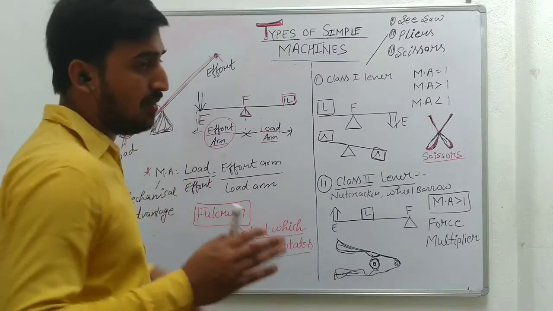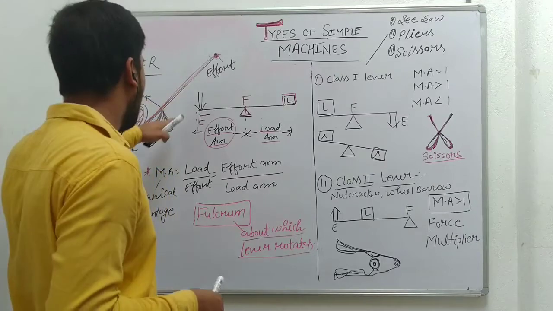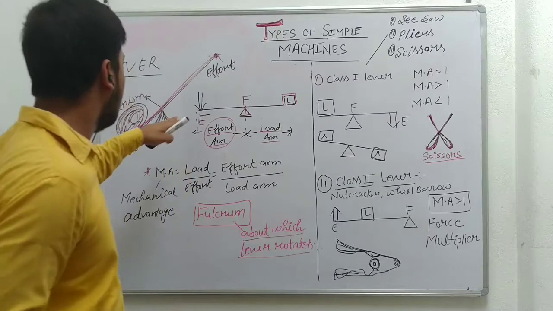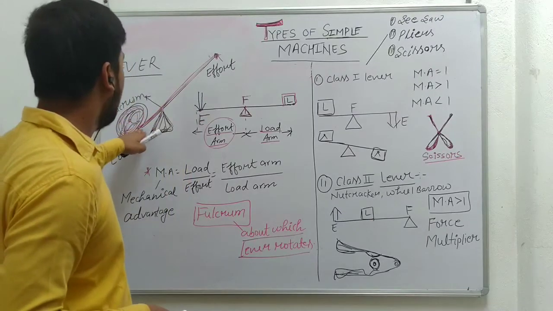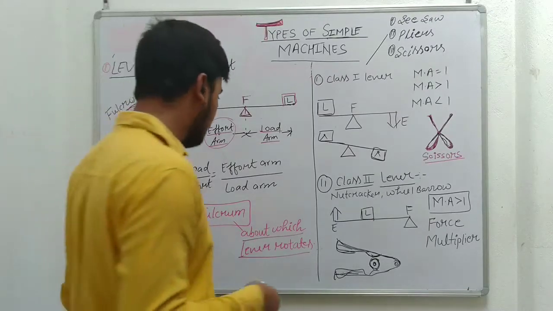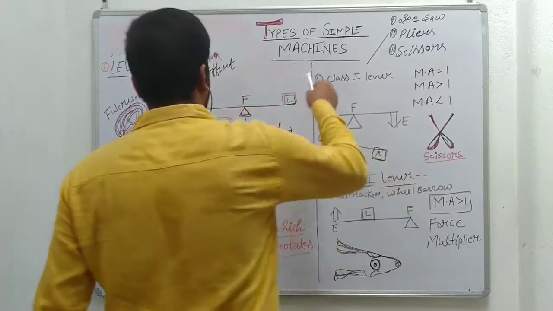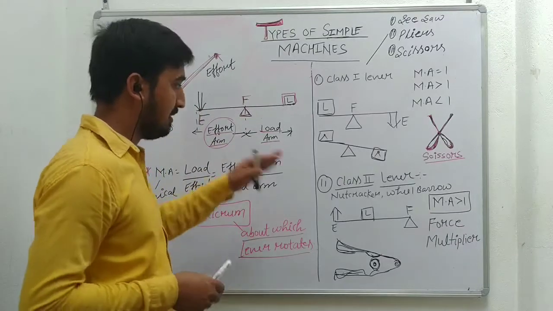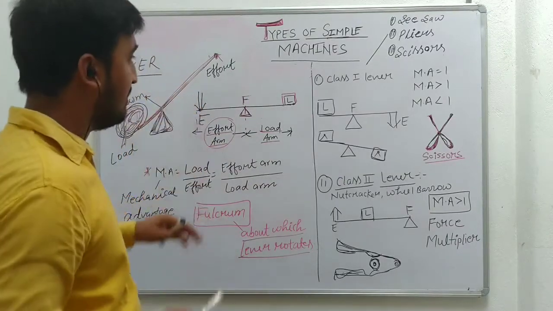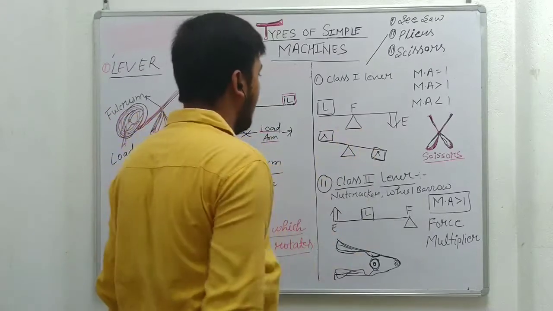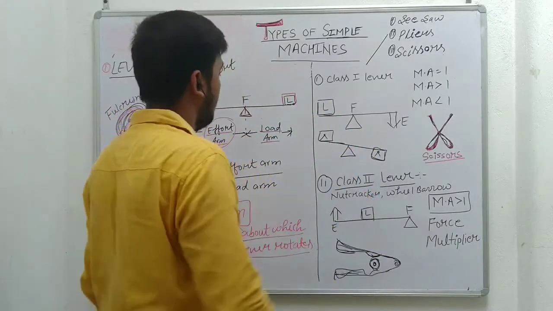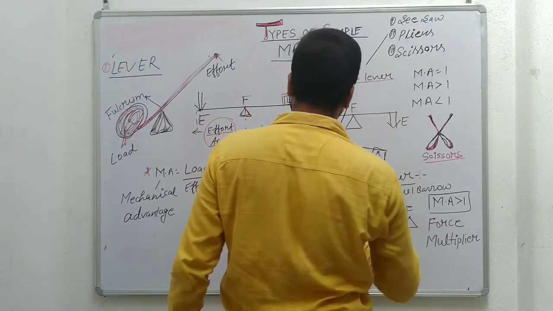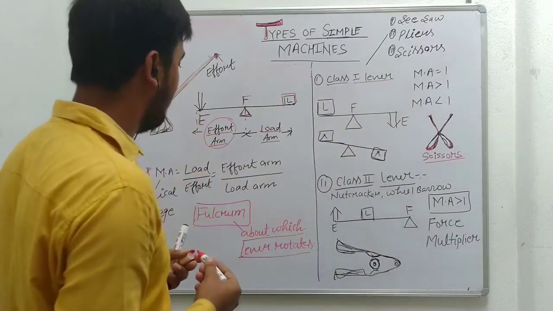Lever is a type of simple machine. It is a rigid rod which moves about a fulcrum. It has three main important points: fulcrum, load and effort. There are different types of levers: class 1, class 2 and class 3. On the basis of the position of fulcrum, load and effort, levers are divided into three types: class 1 lever, class 2 lever, and after that we will discuss the class 3 lever.